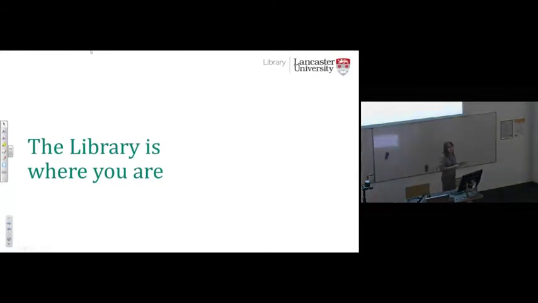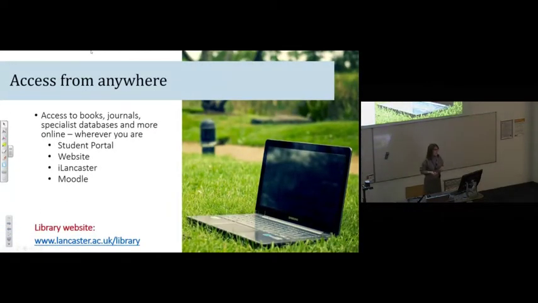Okay, so that's really the physical library. There's a huge amount of resources that you can access that are electronic, so I'll talk you through some of those now. We have around 400,000 ebooks, around 47,000 electronic journals, and 250 specialist databases that you can access by being a student at Lancaster.